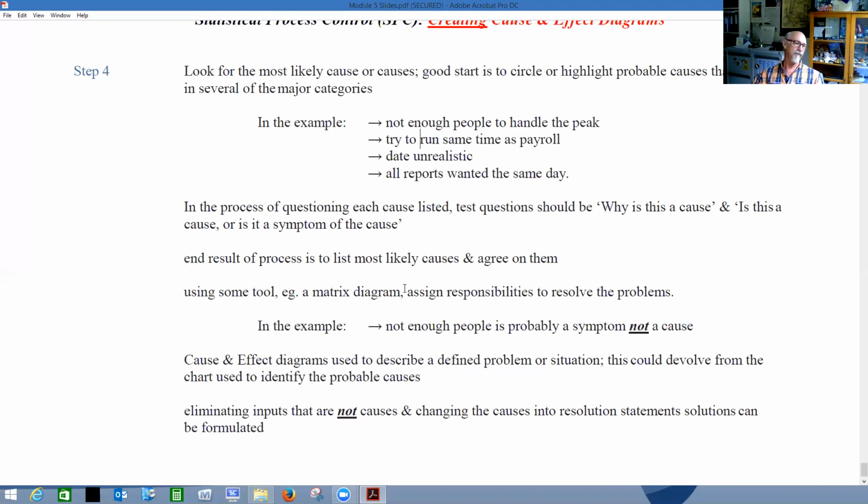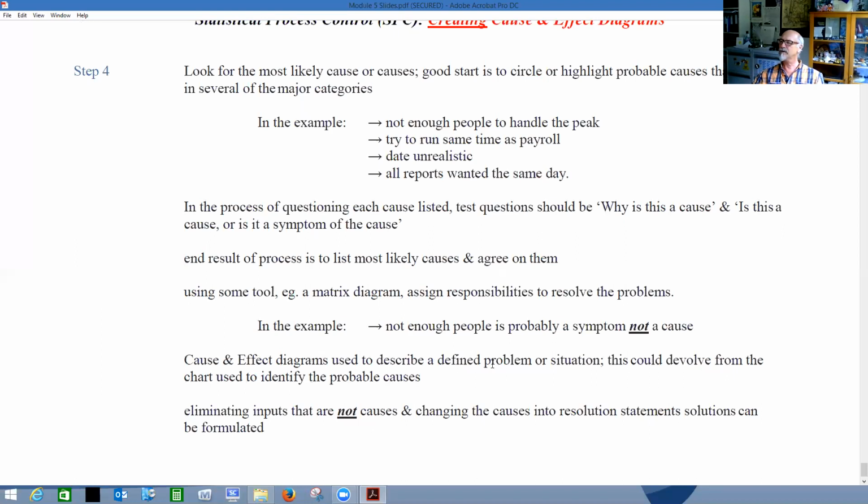Once you figure out what the cause is, so if it's not enough people, well, that may not be a cause, it might be a symptom. So therefore, you have to deal with the symptom. If you're able to increase the number of people working in that area, then that symptom goes away and you go, all right, fair enough, I've solved that. Therefore, you're able to rectify that.